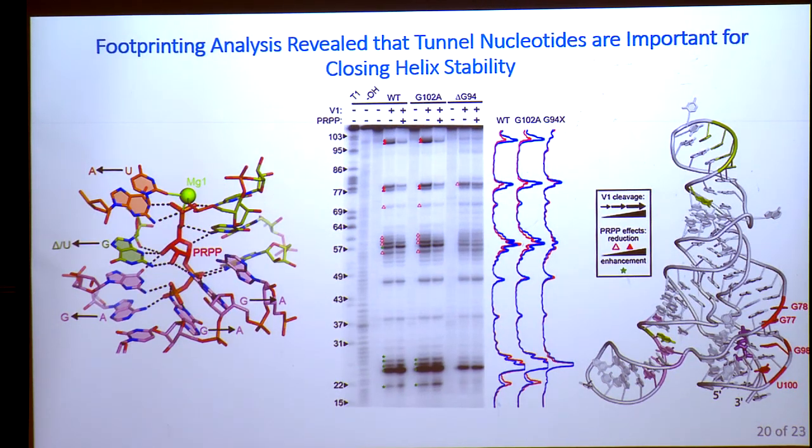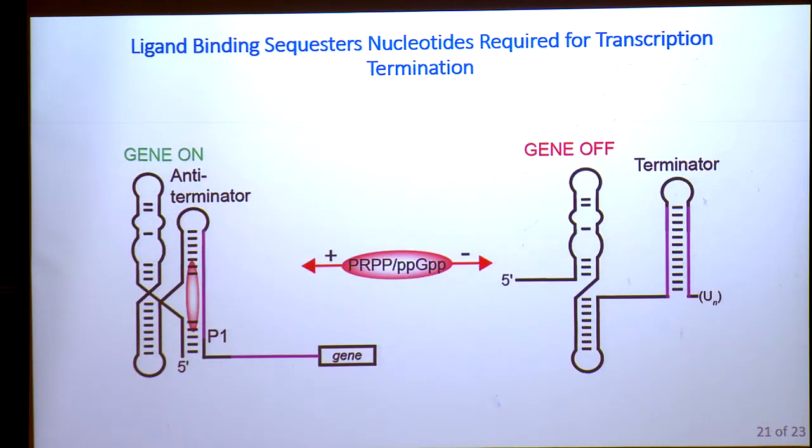However, there were some reductions in cleavages, or basically protections, that I'm showing here in red when you introduce the PRPP ligand. And what this showed us was that upon the introduction of PRPP, the P1 helix, or this closing helix, is stabilized further, and that's important for the mechanism by which the RNA regulates gene expression.